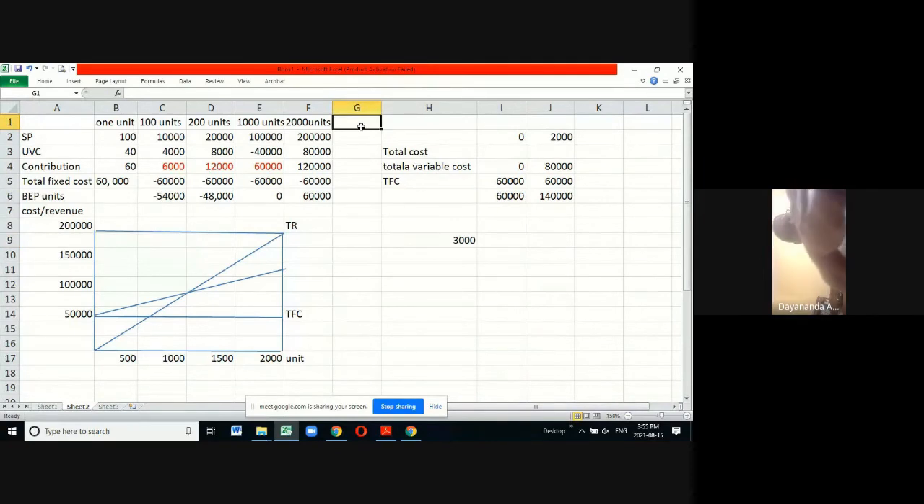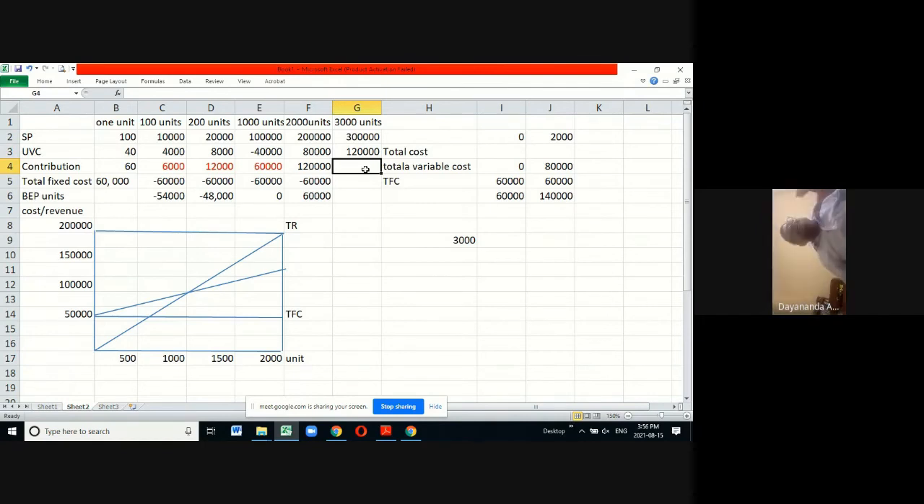Once you put 3,000 units, what happens? Can you help me to prepare the columns? Sales price, how much? 100 multiplied by 3,000, that is 300,000. Unit variable cost is 40. You are selling 3,000, so 120,000 is the total variable cost.